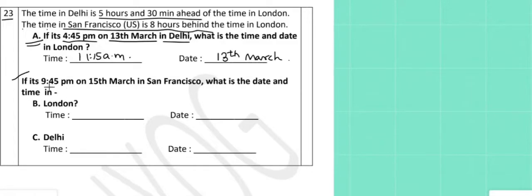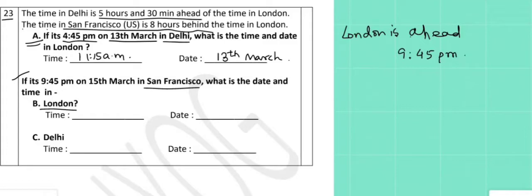Now in part B, it's 9:45 p.m. on 15th March in San Francisco. We want the date and time in London. So the time in San Francisco is 8 hours behind the time in London, which means London is 8 hours ahead of San Francisco, and which means that with the San Francisco time we have to add 8 hours to get the London time.